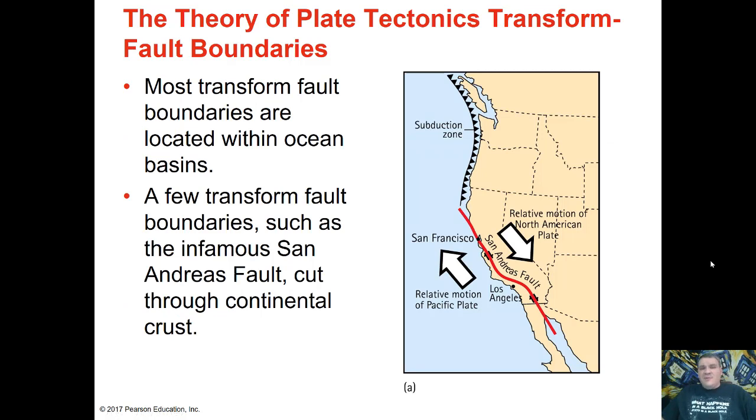Now, it's not just along mid-ocean ridges that we get transform faults. The go-to example for transform faults is actually the San Andreas Fault along California. So in this case, we have the Juan de Fuca plate, which is sliding against the North America plate. And this leads to the San Andreas Fault.